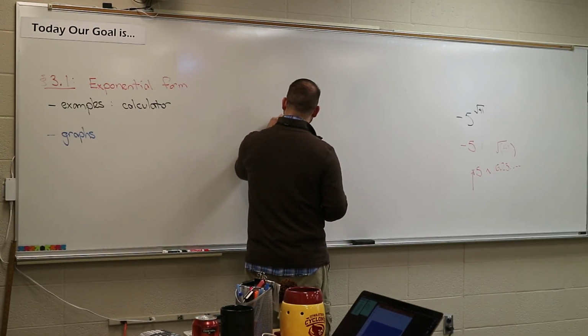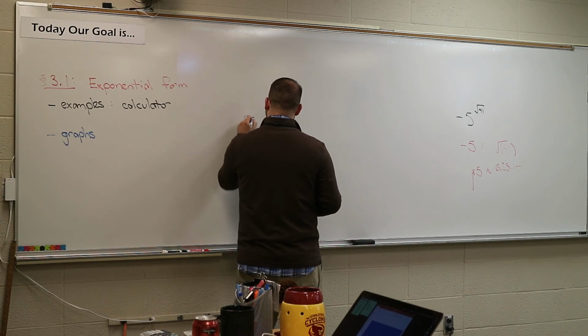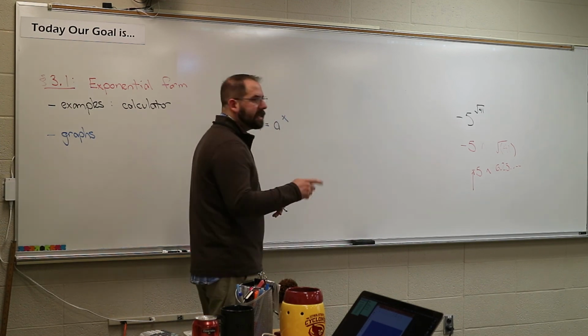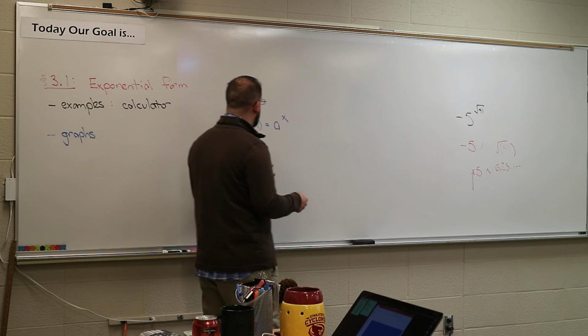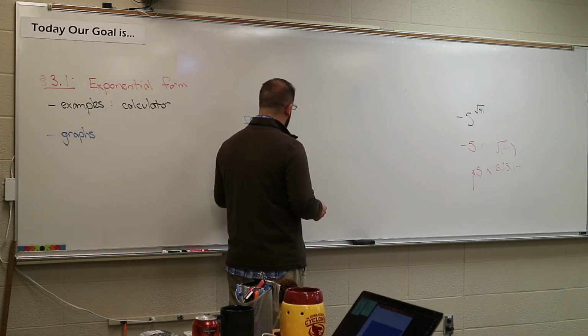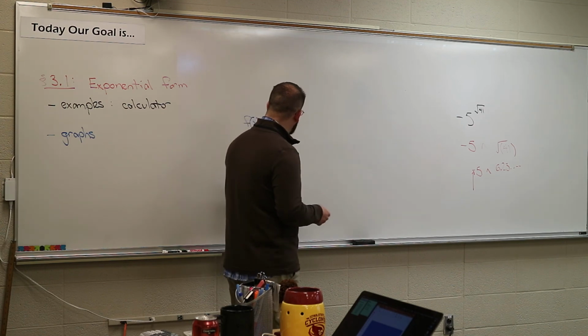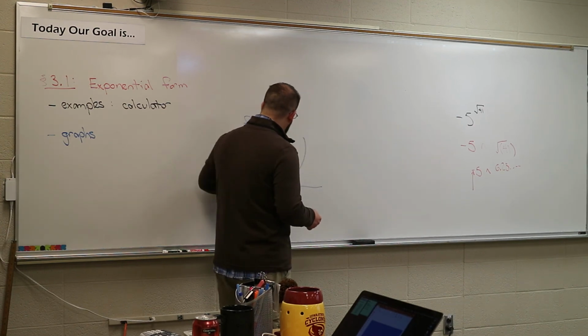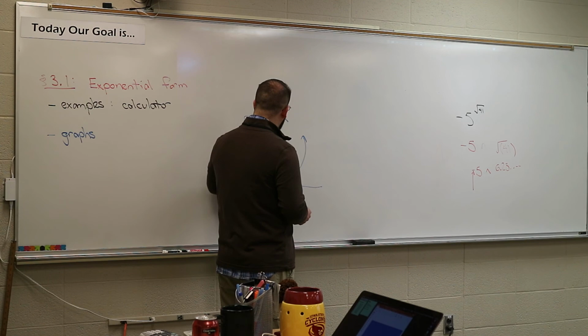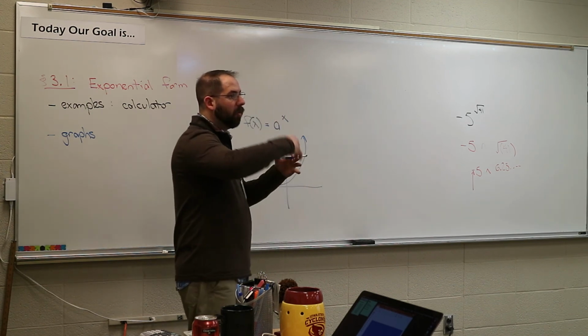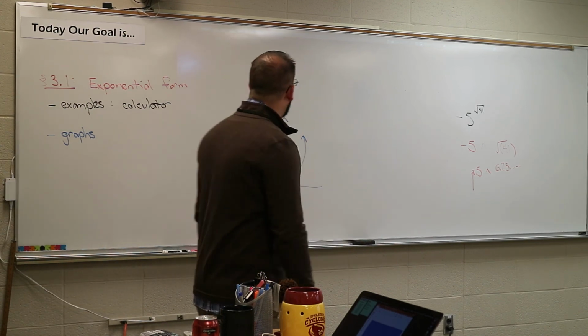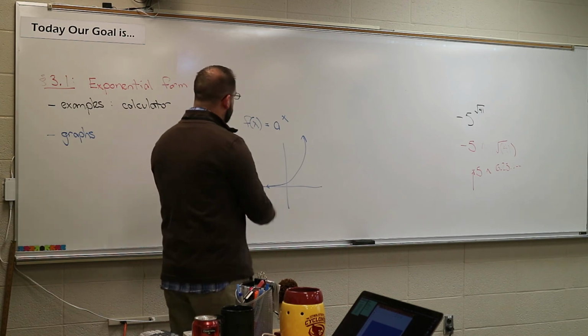Let's go a to the x, and let's call this my function. Anytime you want to graph an a to the x, or let's say it's like 2 to the x, or it could be any number, a is any number, right? This graph tends to look like this. We talked about yesterday that things grow exponentially. They grow faster and faster and faster. That's the concept. This is what the picture roughly looks like.